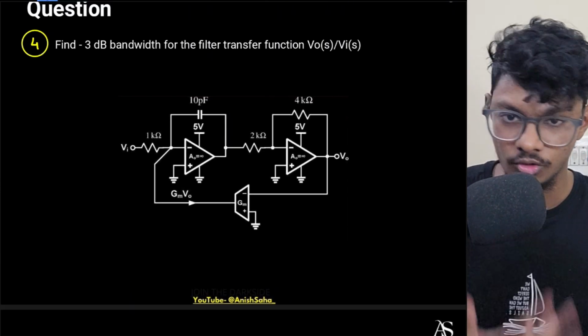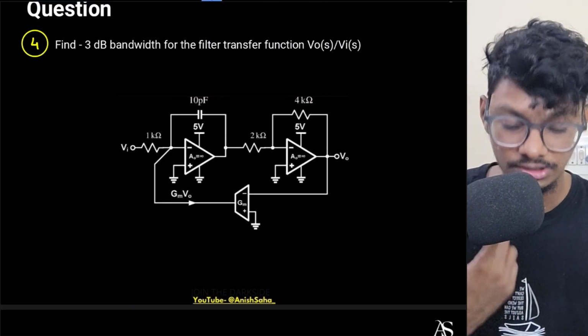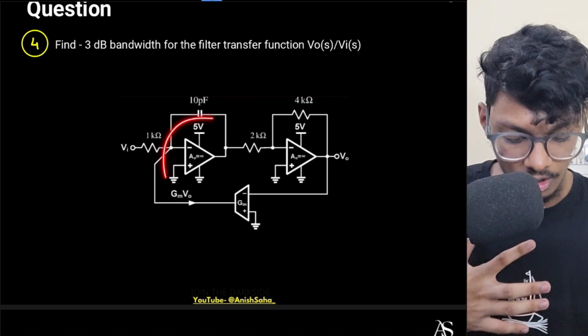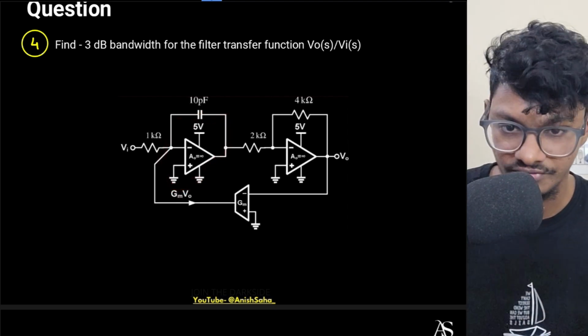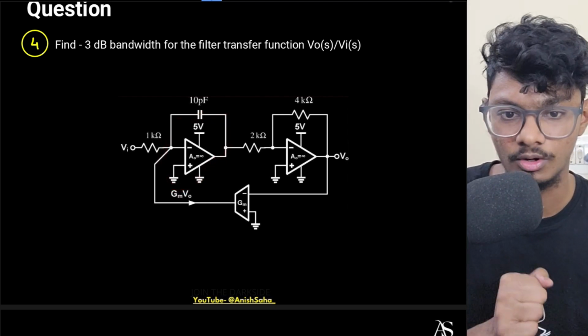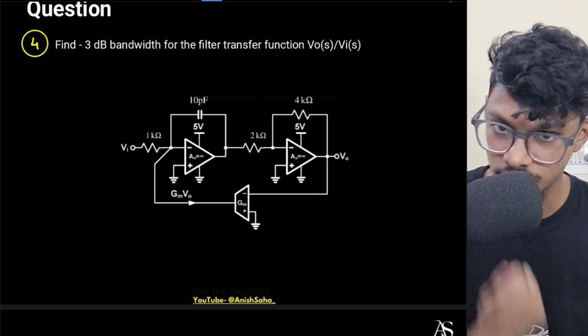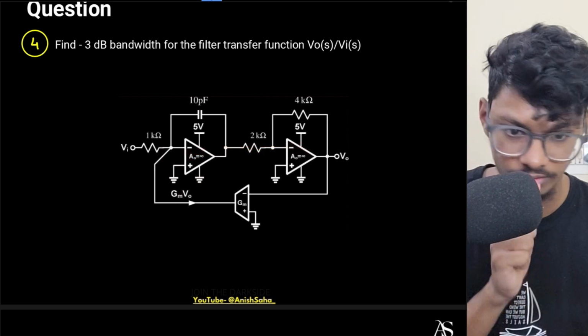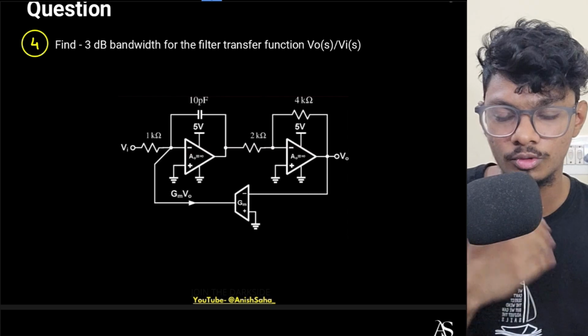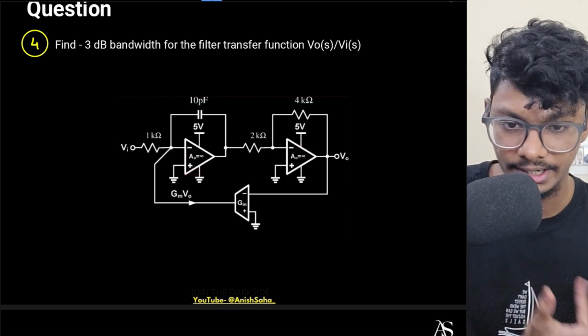First of all, I will solve the question, and then I will come to one main thing: how will you understand whether these op amps are in positive feedback or negative feedback? How will you know that? For now we'll assume both the op amps are in negative feedback, and I will solve the question, and then I will tell you how to identify whether these op amps are in negative or positive feedback.